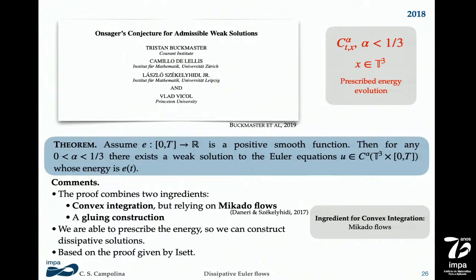Okay. And finally, we have this paper from 2019, by Buckmaster, De Lellis, Székelyhidi, and Vicol, which is a proof in the same regularity required by Onsager, the Hölder 1/3. But now we are prescribing the energy evolution, just like the other theorems before, right? So assume we have an energy profile, a positive smooth function, then for any exponent less than 1/3, there exists a weak solution to the Euler equations in this class whose energy is E of t.